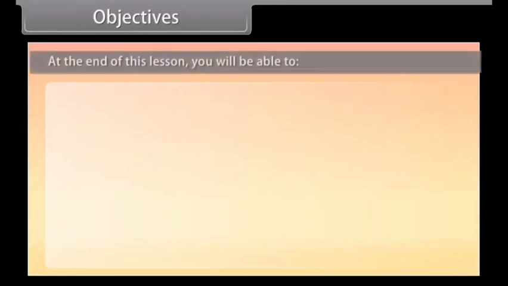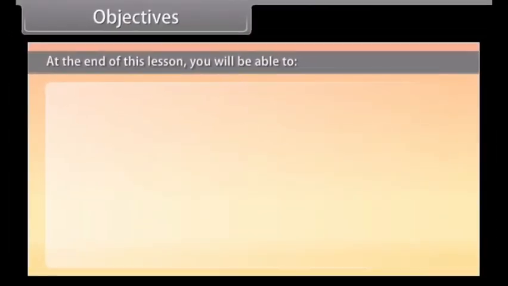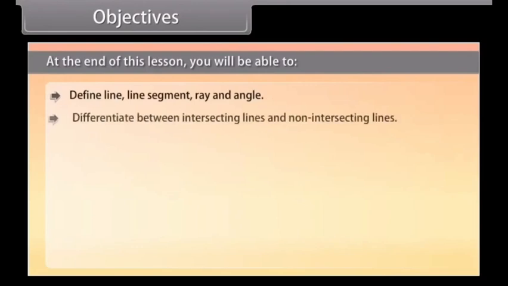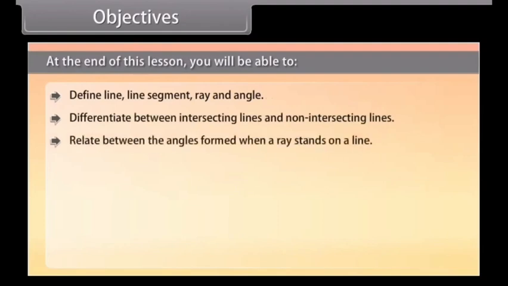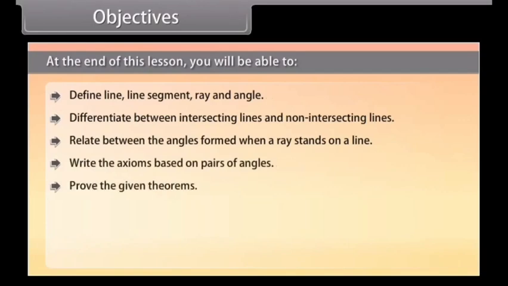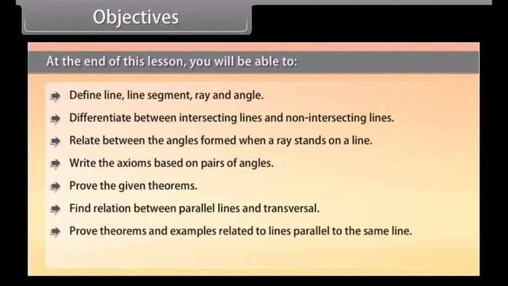Objectives. At the end of this lesson, you will be able to define line, line segment, ray and angle. Differentiate between intersecting lines and non-intersecting lines. Relate the angles formed when a ray stands on a line. Write the axioms based on pairs of angles. Prove the given theorems. Find the relation between parallel lines and a transversal. Prove theorems and examples related to lines parallel to the same line. Prove the angle sum property of a triangle.